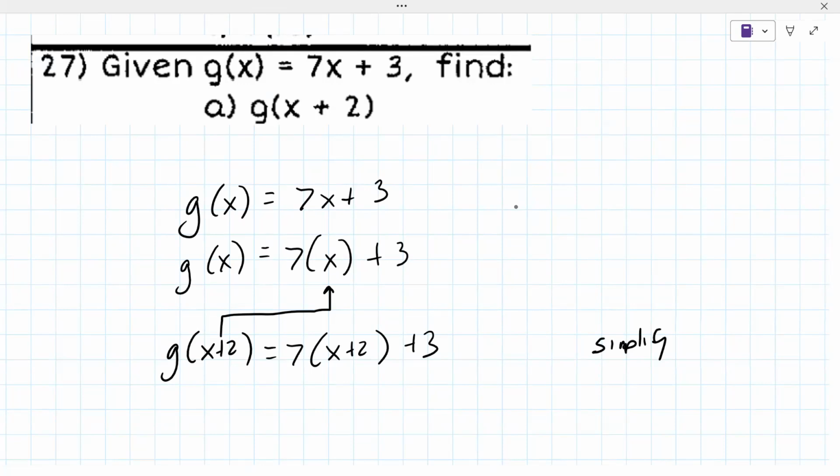Yeah. Wait, hold on. You want me to simplify what? This right here, this expression. Oh, okay.